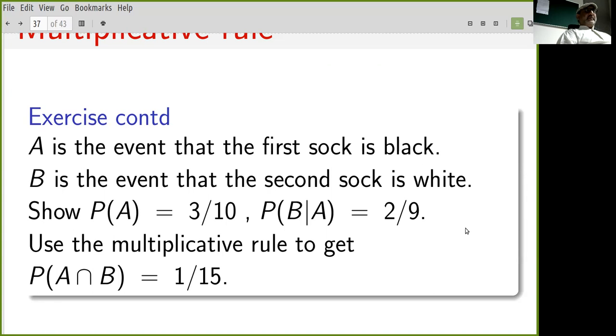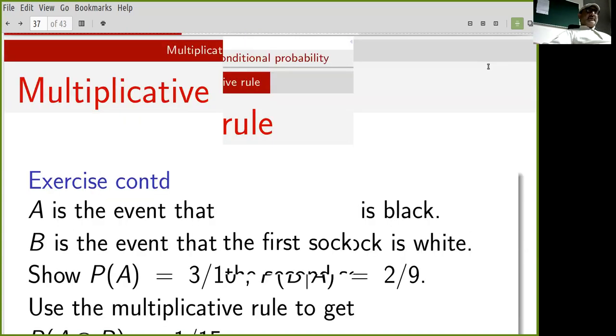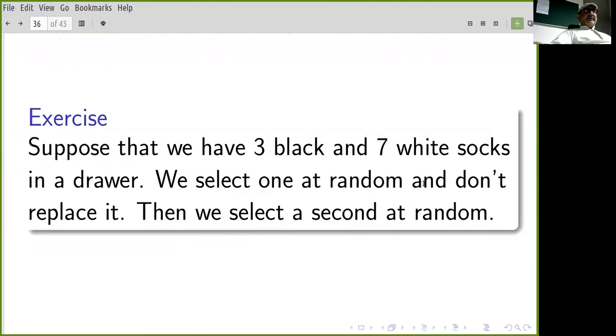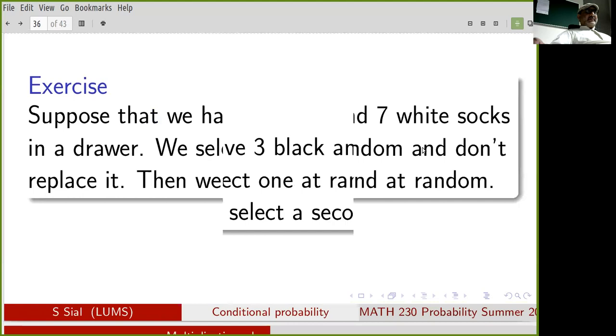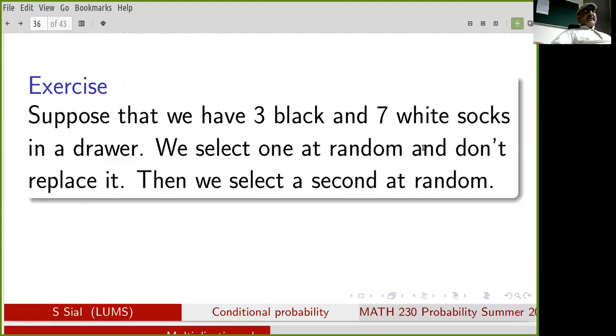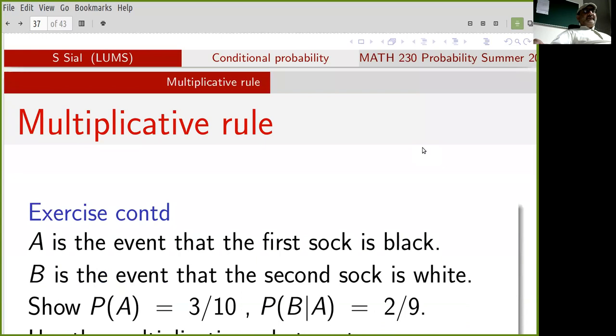Okay, now let's just think about it. There were 10 socks. 3 of them were black. So if we randomly select one of them, we could pick any one of three. And we're assuming here that the selection of each sock is equally likely. So from what we've discussed before, it's 3 out of the total number of socks, 3 out of 10. Okay, the probability of B given A is 2 out of 9.